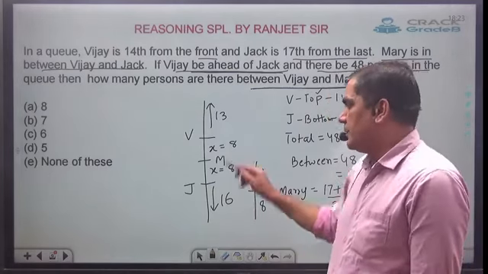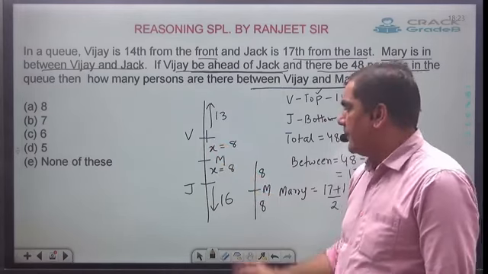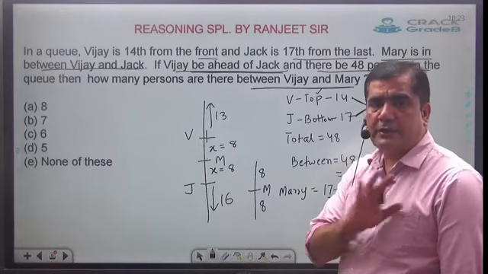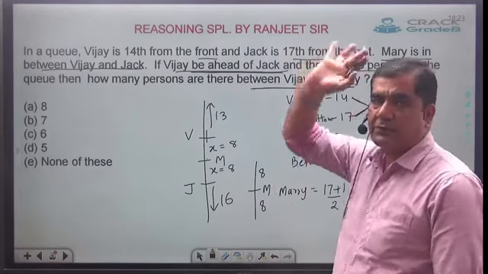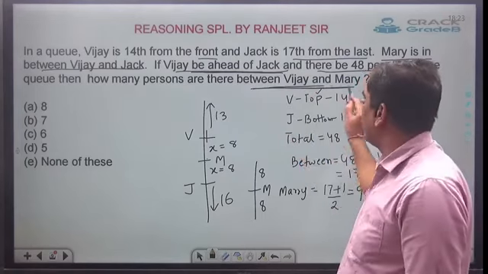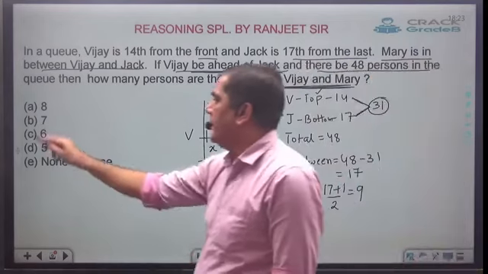Clear? So top of Vijay is 13. Between Vijay and Mary is 8. Between Mary and Jack is 8. And below Jack is 16. Everything is known to me, so whatever they have asked, now I'm able to get the answer. The question is, how many persons are there between Vijay and Mary? It comes out to be 8. So the answer should be 8, option A.